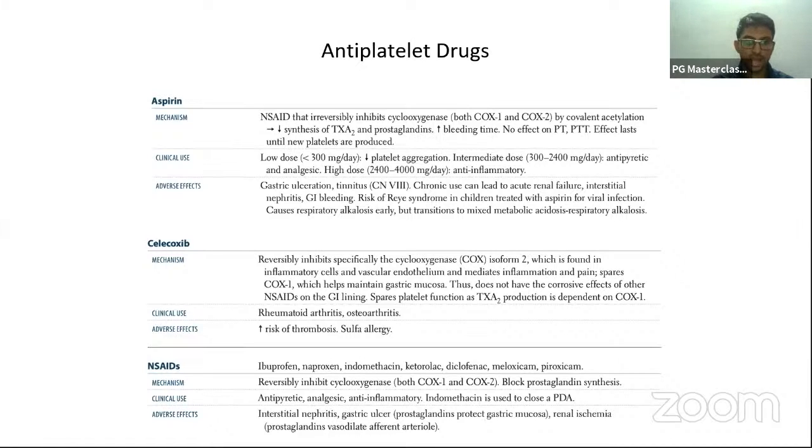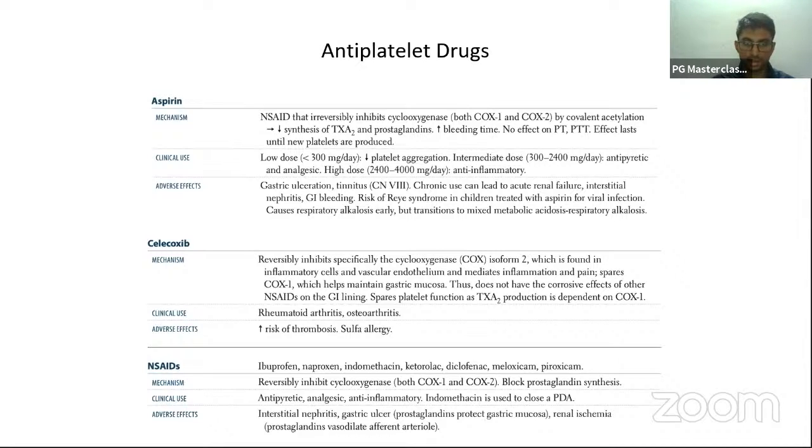Other NSAIDs are ibuprofen, naproxen, indomethacin, ketorolac, diclofenac, meloxicam, and piroxicam. All are reversible inhibitors of both COX-1 and COX-2. They are non-specific inhibitors. They block prostaglandin synthesis as well. So they are used as antipyretic, analgesic, and anti-inflammatory. Indomethacin may be used for patent ductus arteriosus in pediatric patients, and ibuprofen and naproxen in females.